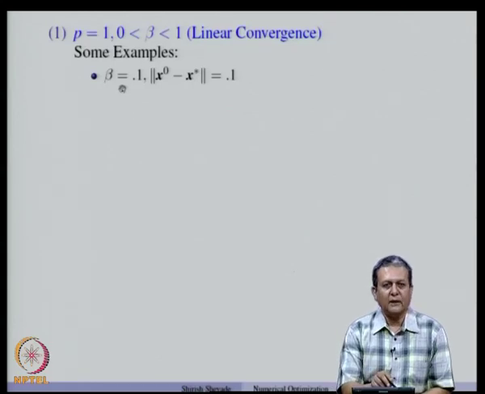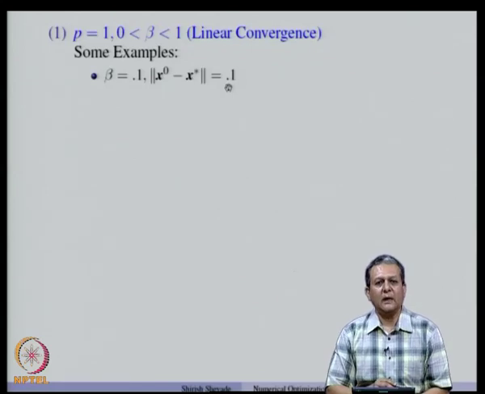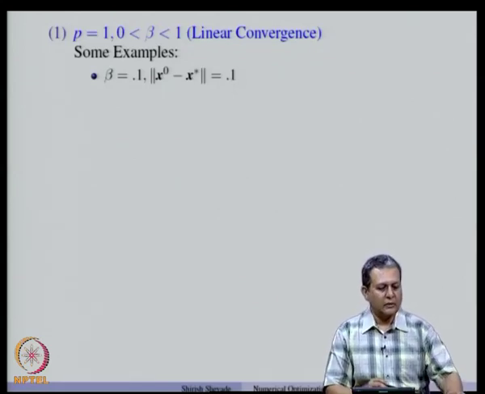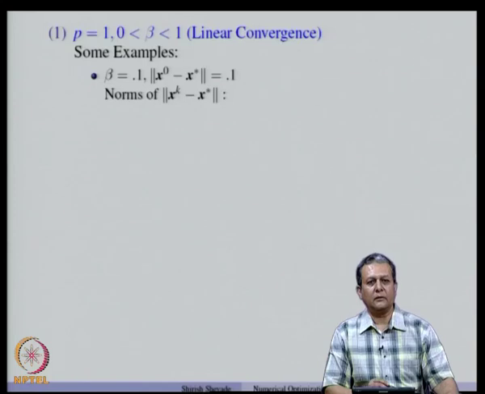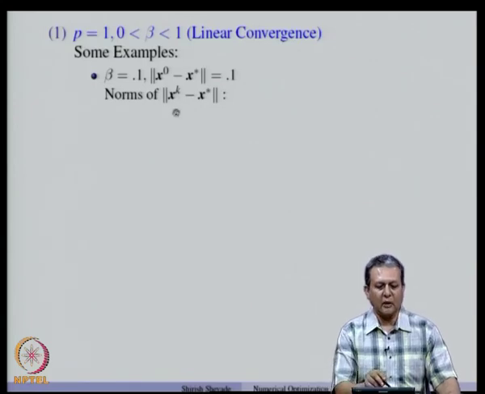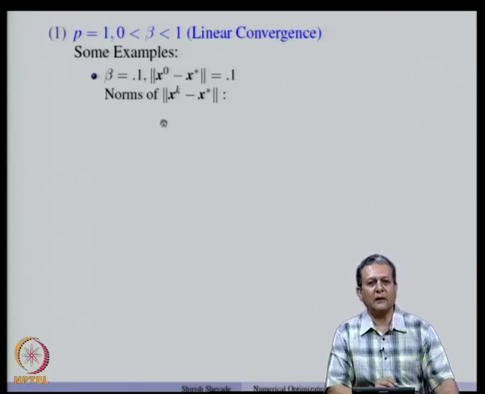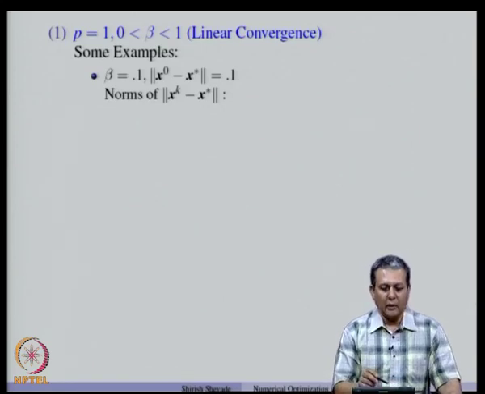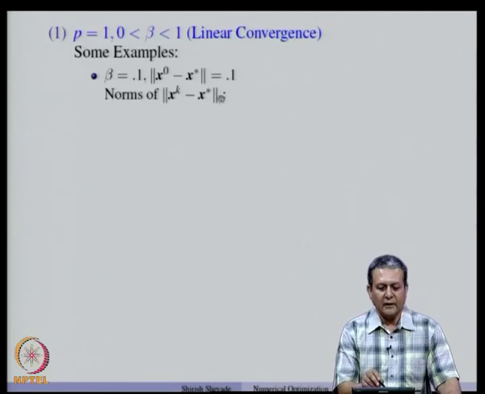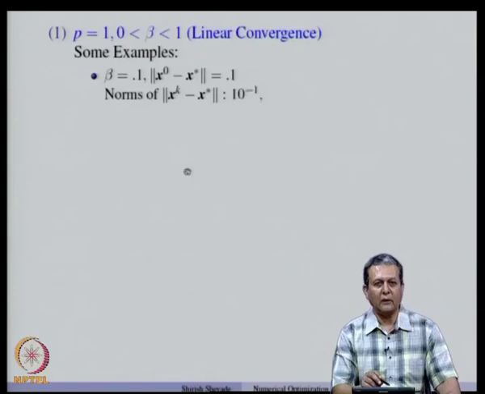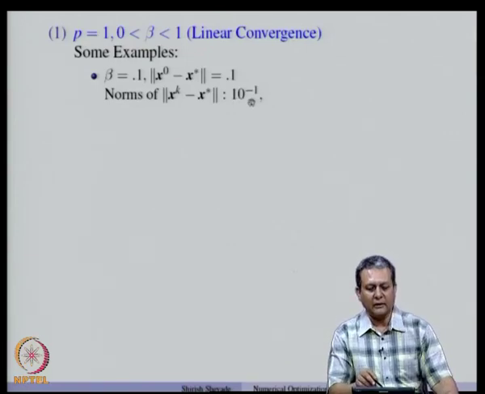So, let us assume that beta is 0.1 and the distance between the initial point and x star is also 0.1, and let us see how the sequence is generated. So, let us observe the norms of xk minus x star as k goes from 0 to infinity. Initially, the norm of x0 minus x star is 0.1. So, we have that initial value.